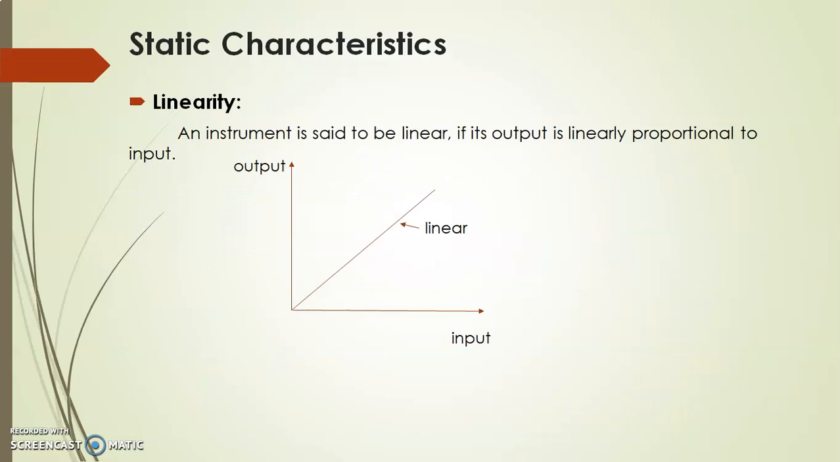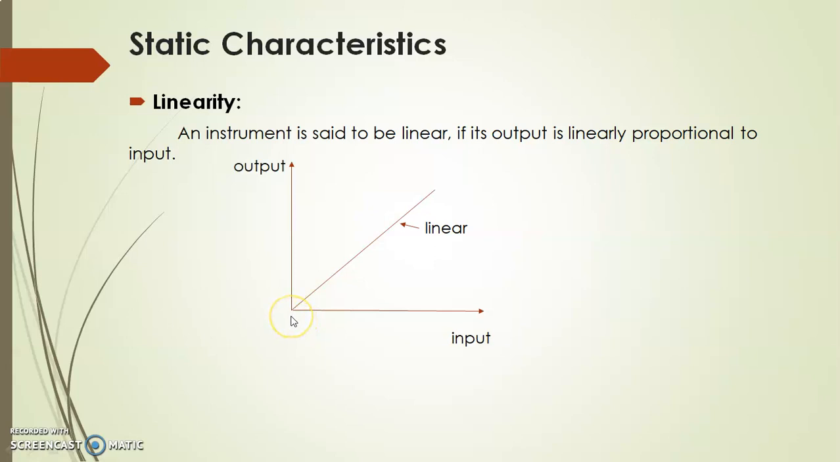Next characteristic is linearity. How can you define linearity? An instrument is said to be linear if its output is linearly proportional to the input. You can see the graph here. In this, the x-axis is your input and the y-axis is your output. If you increase the input, your output should increase linearly. This is the linear characteristic. If it happens, then your instrument is said to be linear.